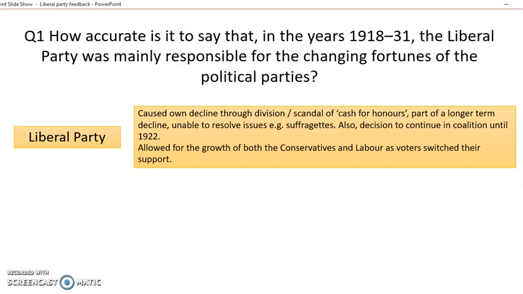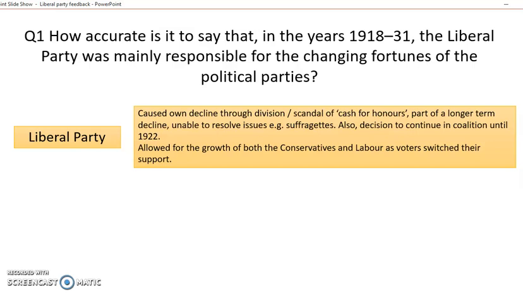They also caused their own downfall by choosing in 1918 to stay in coalition with the Conservative Party. Lloyd George thought he was going to be able to create this new party between the Liberals and the Conservatives. So all these decisions that have been made, particularly by Lloyd George, they give space, they allow for the growth of both the Conservatives and the Labour Party as voters start switching their support in reflection of some of the issues that the Liberal Party is facing in the immediate and post-war era.